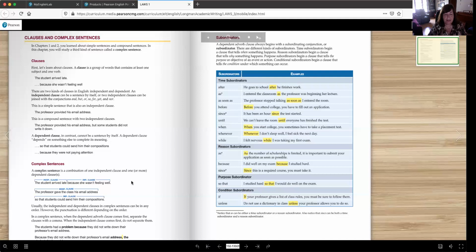Remember that if you begin any sentence with one of these subordinators, which introduce the dependent part of the sentence, okay, the dependent clause of the sentence, you must have a comma separating the dependent part of the sentence from the independent part of the sentence, like we learned down here. The professor gave the class his email address so that students could send him their compositions. We did not begin with the dependent clause, so there's no comma. But if we say, so that students could send him their compositions, comma, the professor gave the class his email address. Okay, so remember that.